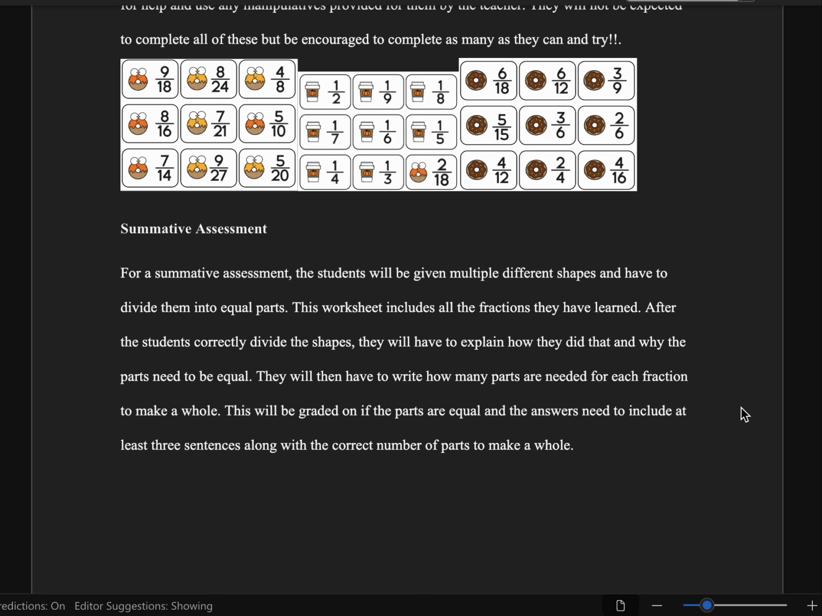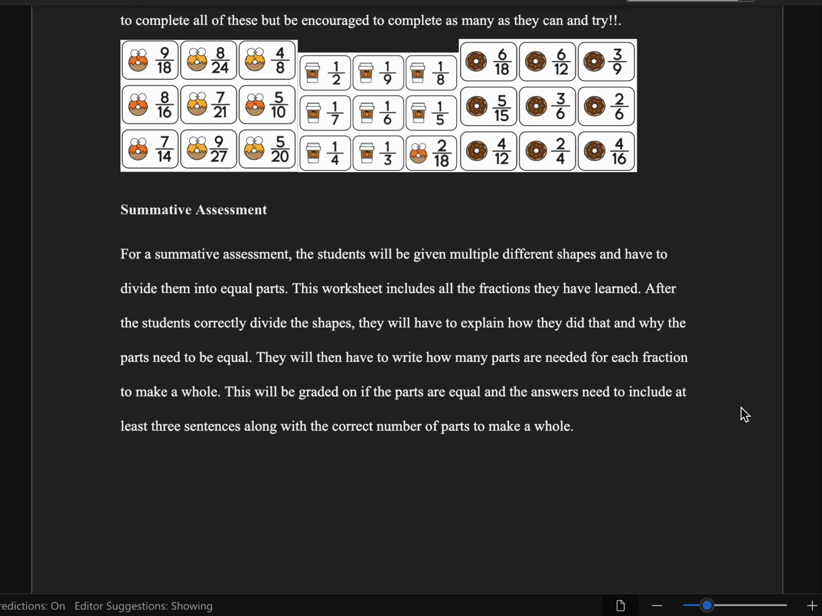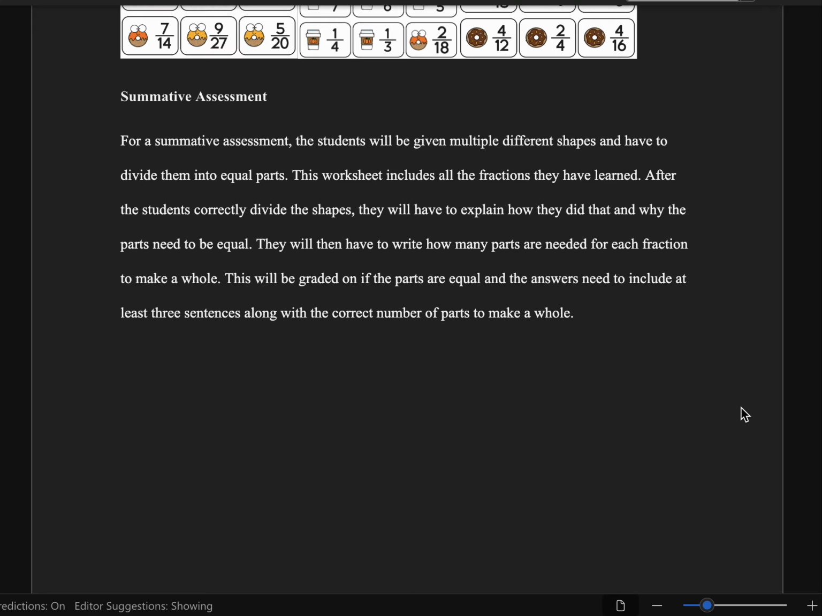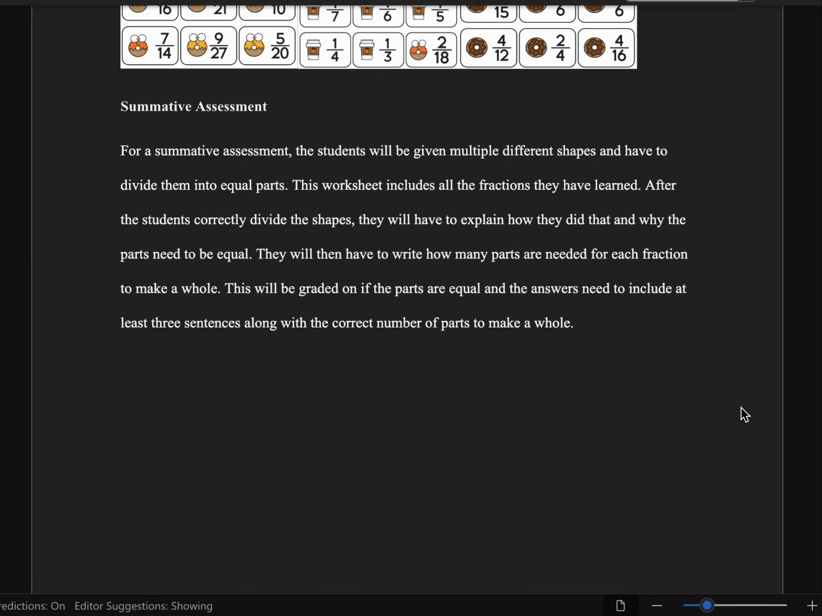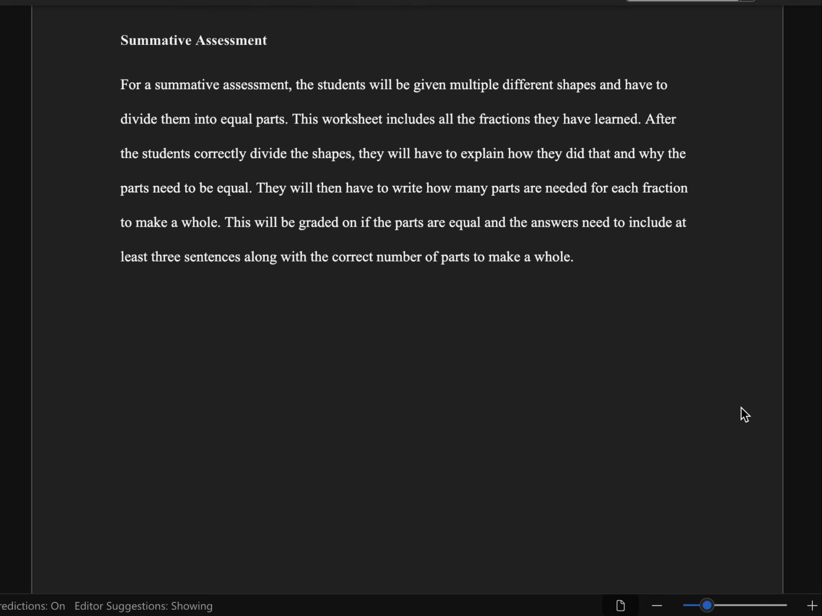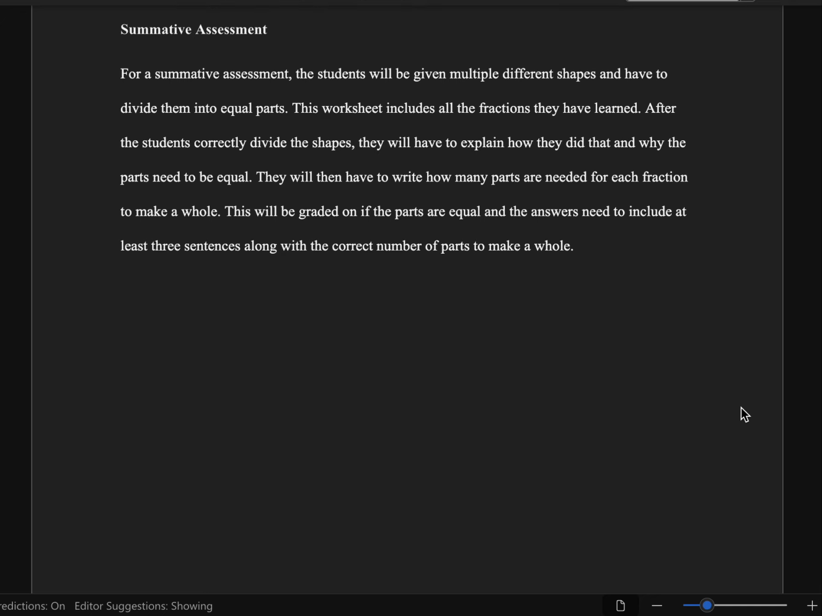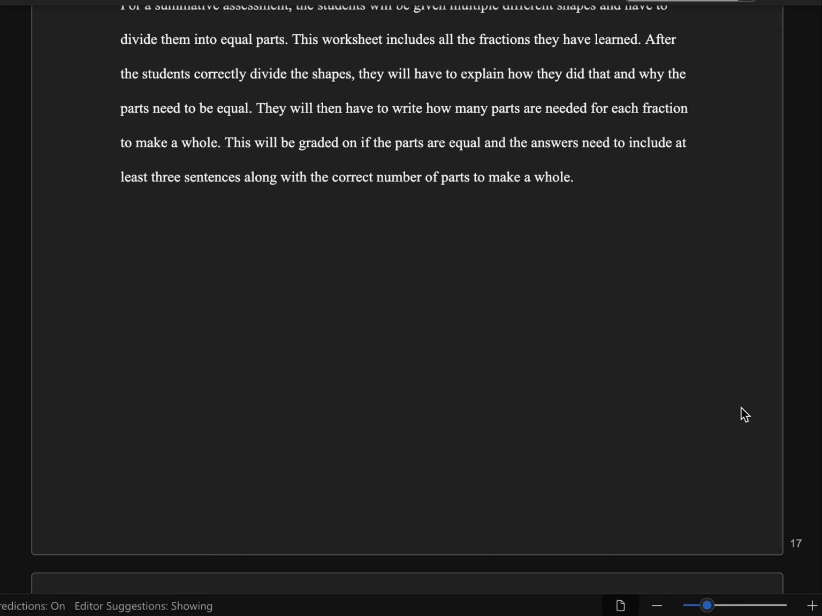And then for the summative assessment, they will be given multiple different shapes and just have to divide them into equal parts. And then they will explain how they did that and how each of them are equal, and then write about how many parts are needed to make the fraction whole.